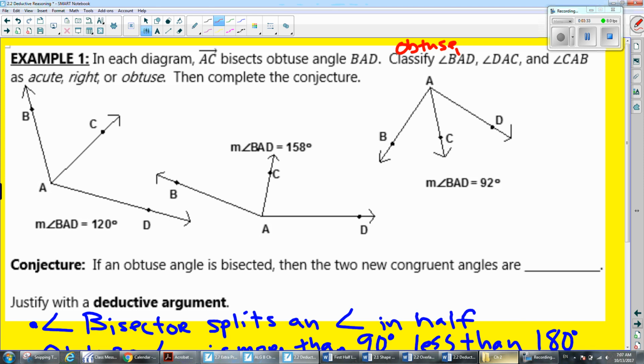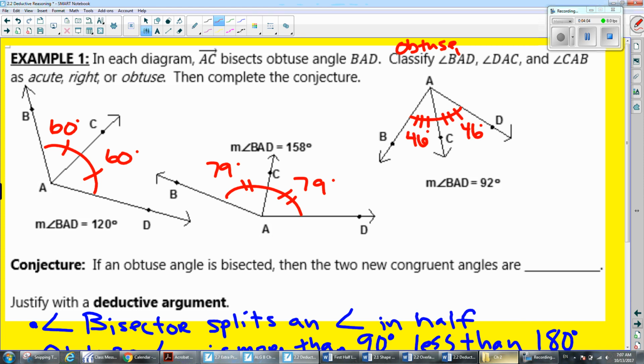If you look at angle DAC and CAB, well, if this is bisected, that means each of these angles would be half of the original angle if we cut it in half. If we take 158 and divide it by 2, we'd be at 79 degrees for these two angles. And if we take 92 and divide it by 2, we get 46 degrees for each angle. So in each case, angle DAC and angle CAB are acute.